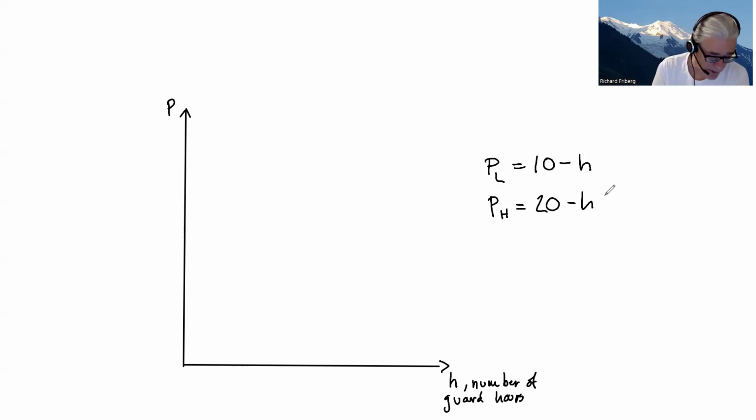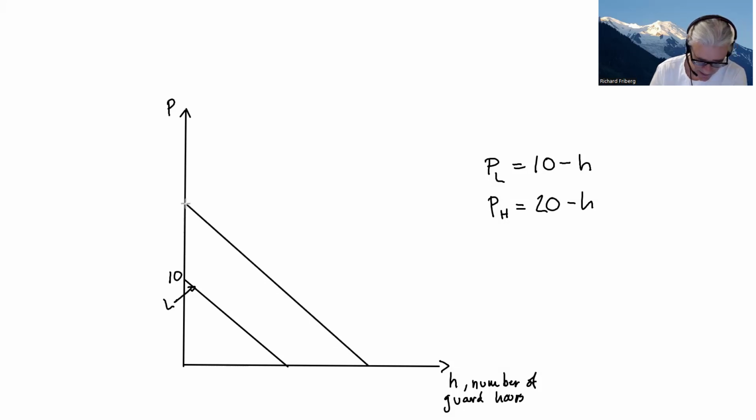So if we draw the individual firms' willingness to pay, we would have here the willingness to pay for L, right? And we would have the willingness to pay for H like this. Okay, so these are the individual demands. We're now interested in the market level demand.